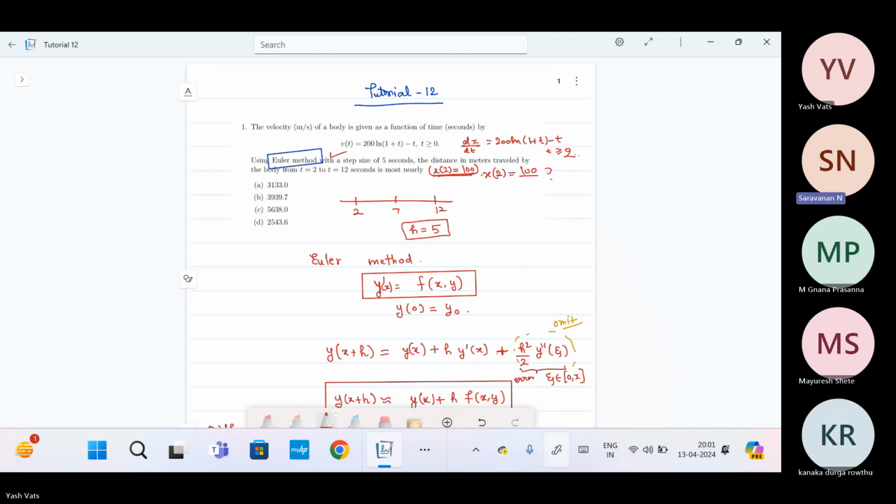But if I integrate this velocity equation with respect to time... Yeah, but you need initial data, right? For integration also you need an initial value. You can't integrate. Okay. Yes, you need a constant. There is a constant after integration. Do you know that? So you need an initial data.